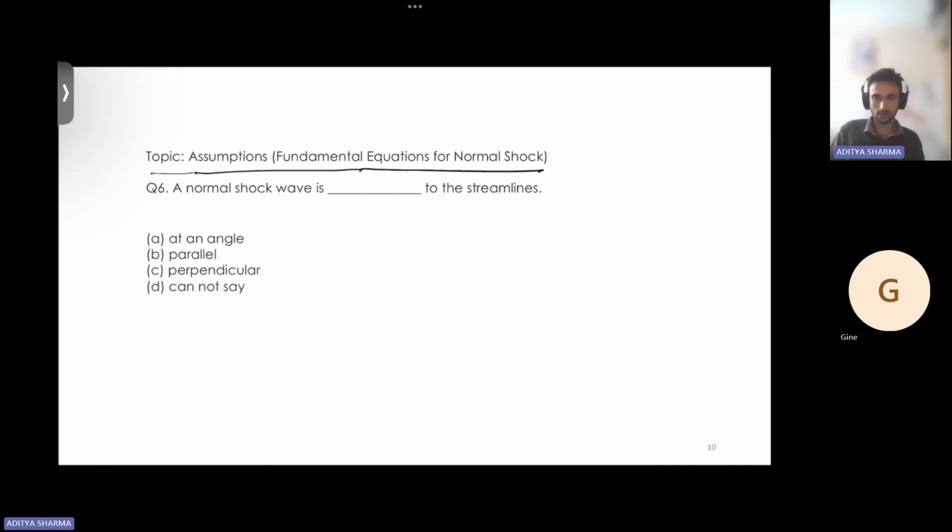This is not the case for all types of shock waves, but certainly for normal shock waves, it has a relation to streamlines. All right. So we have an answer from Harshit. Harshit says that it will be perpendicular.